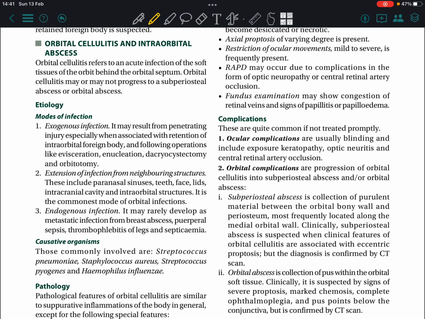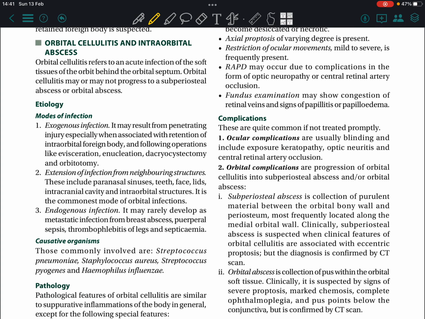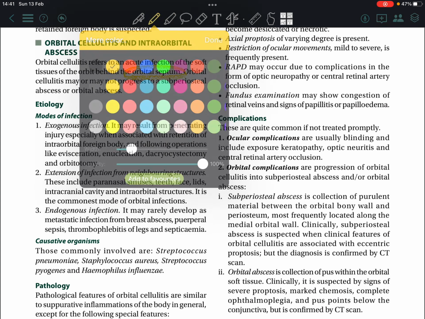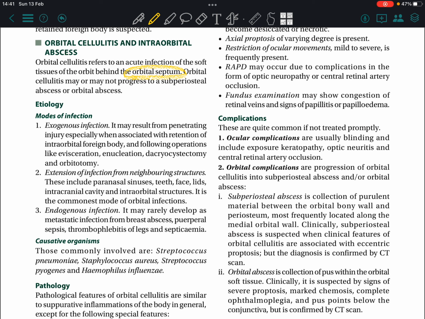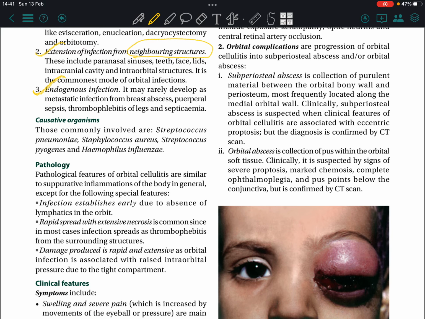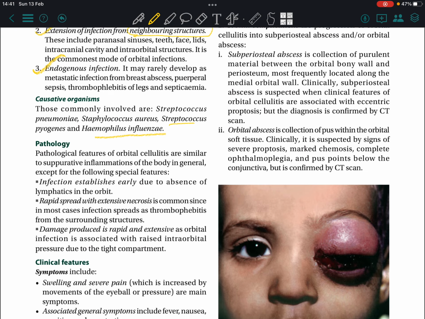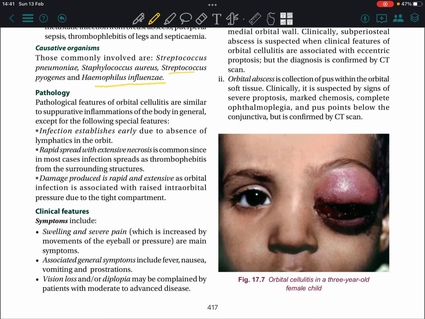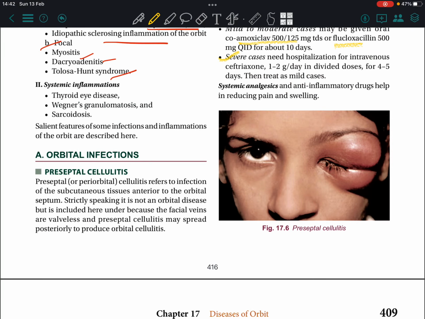Orbital cellulitis refers to acute infection of soft tissue of the orbit behind the orbital septum. Modes of infection: exogenous, extension of infection from neighboring structures, and endogenous infection. Causative organisms: Streptococcus pneumoniae, Staphylococcus aureus, Streptococcus pyogenes, Haemophilus influenzae. Pathology: infection is established early due to absence of lymphatics in the orbit, with rapid spread and extensive necrosis. This one is preseptal cellulitis.